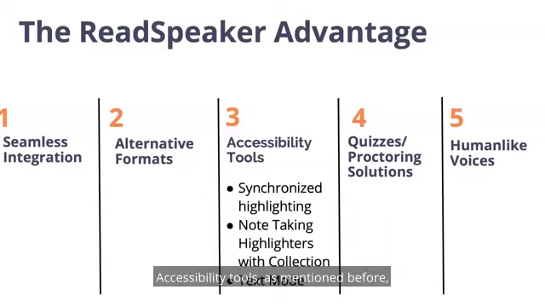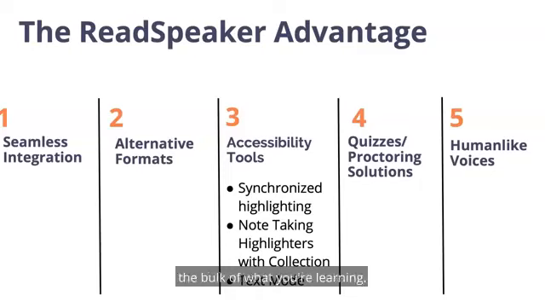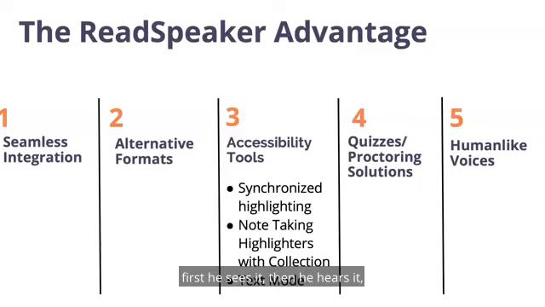Accessibility tools. As mentioned before, we have synchronized highlighting, and with synchronized highlighting, this allows the learners to associate the pronunciation of words with the written word, building a better understanding of what's going on. This is called bimodal learning, and that is essential to retain the bulk of what you're learning. Abraham Lincoln once said, and I'm paraphrasing here, when he reads something aloud, first he sees it, then he hears it, and therefore he remembers it. The same with synchronized highlighting.